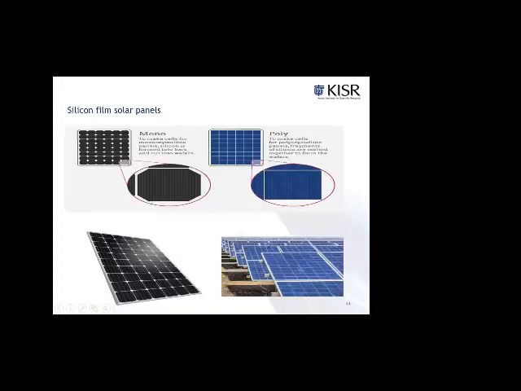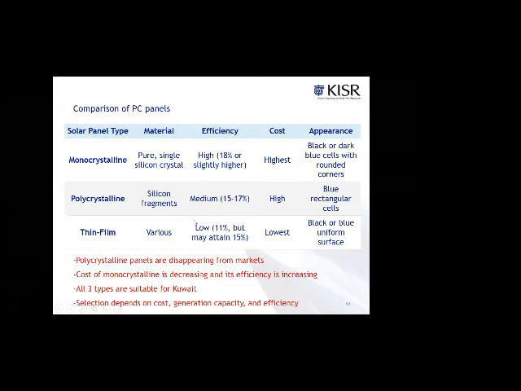And the other two types are made of silicone. There is the monocrystalline solar panel and the polycrystalline panel. If we want to compare the three main PV collector types, the monocrystalline, of course, is made of single silicone crystal. The efficiency is considered high. It is 18% or a little bit higher, but it comes with a high cost.